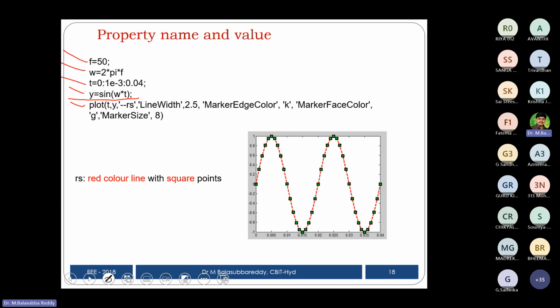What is the feature? You can see t comma y as usual, with respect to time, the sine omega t that we got as a plot. In that, what type? Dash dash r s. So r represents the red color, and s represents the square. Dash dash means the line is shown as dotted, dot dot dot like this, and s is there. What is s? The points are specified as a square.